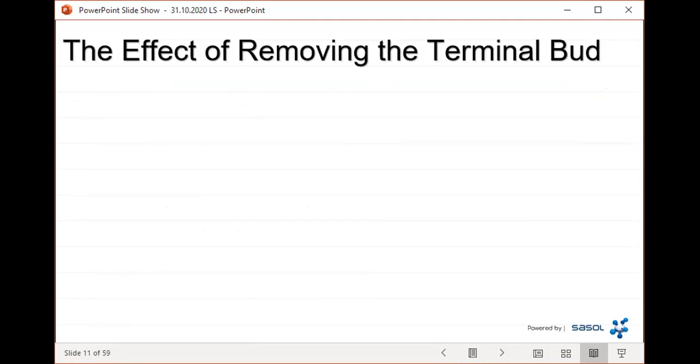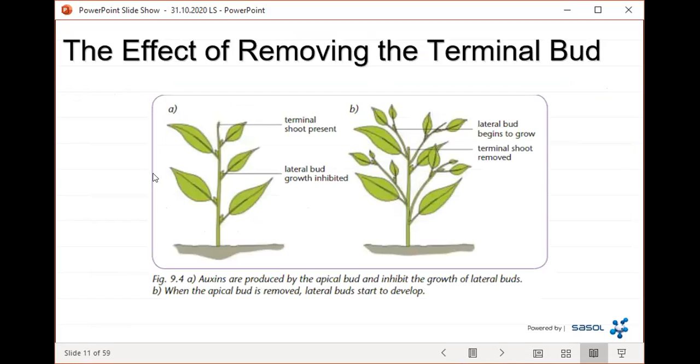Now here's the effect again of removing the terminal bud. In figure A, figure 9.4a, auxins are produced by the apical bud and inhibit the growth of the lateral buds. So we have the terminal shoot there, and the lateral bud growth is inhibited. Then in figure B, when the apical bud is removed, the lateral buds start to develop. This is an example of pruning. Once the apical bud is removed, the lateral buds start to develop, causing the plant to take up a triangular shape.